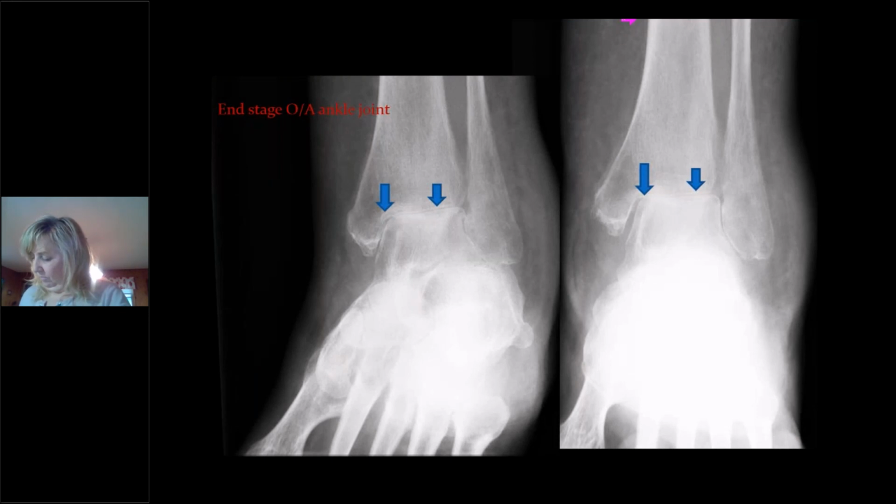Just like we saw arthritis in all these other joints, these patients have arthritis as well. Significant arthritis in the tibiotalar joint. A lot of times these will go on to get fused. In some cases they do ankle replacements, but that's kind of a very specific niche.